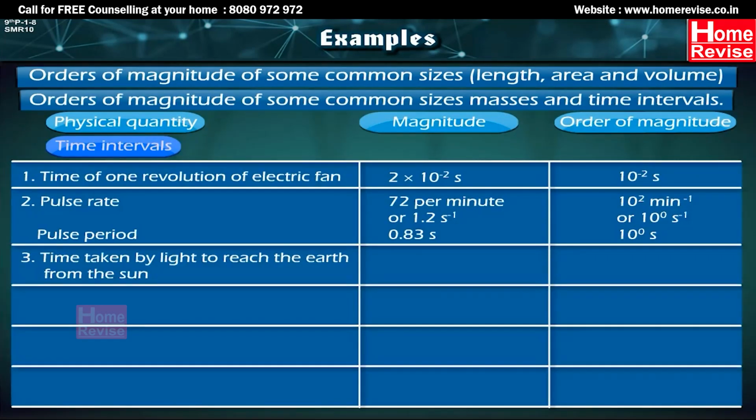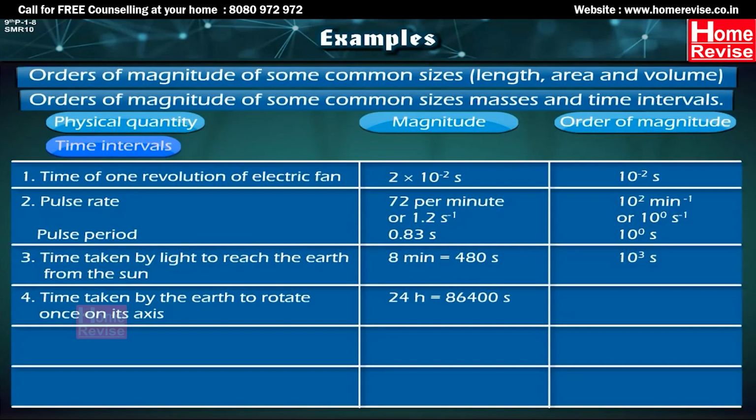3. Time taken by light to reach the earth from the sun. Magnitude is 8 minutes, which equals 480 seconds. Order of magnitude 10 raised to 3 second. 4. Time taken by the earth to rotate once on its axis. Magnitude 24 hours, which equals 86,400 seconds. Order of magnitude 10 raised to 5 second.